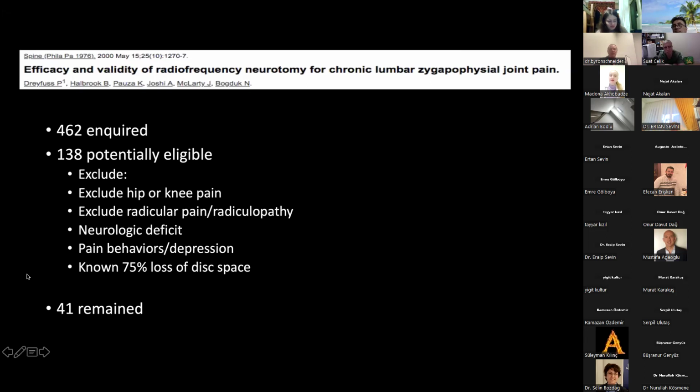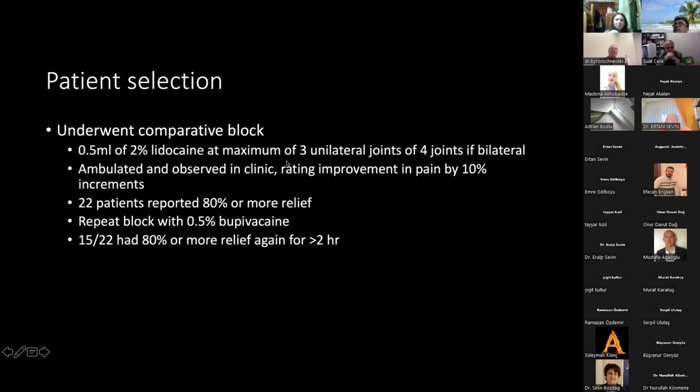So the study by Dreyfus, where they looked at 138 and they excluded patients with neurologic problems, radicular pain, significant disc degeneration. You got down to 41, and then of those 41, you did medial branch blocks, and 22 of the 41 had a positive response the first time, and they repeated the blocks, and only 15 of the 22 had a response the second time.